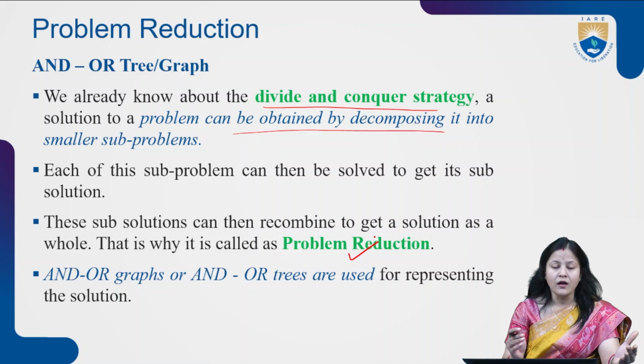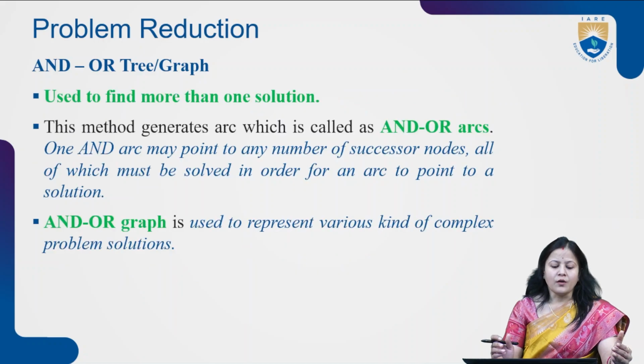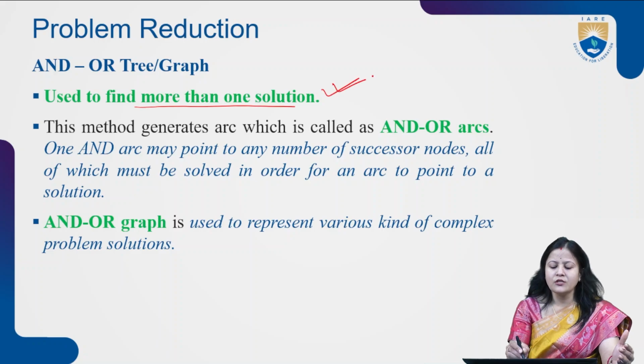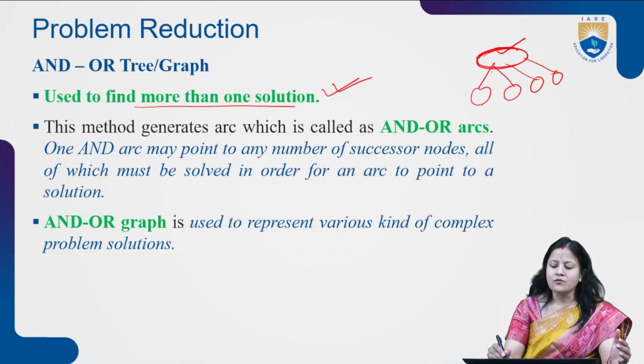Just now I have explained this at the starting of the video. AND OR graphs or AND OR trees are used for representing this divide and conquer strategy or this problem reduction technique. So normally an AND OR graph is used to find more than one solution. This point we have to remember always. As the main problem, our goal is how to achieve the goal. This goal can be achieved by dividing the complex problem into smaller sub-problems, and each smaller problem gets solved separately to find the final solution.